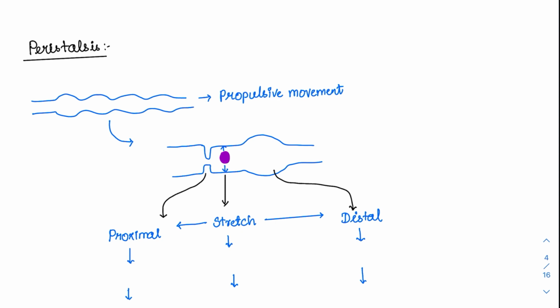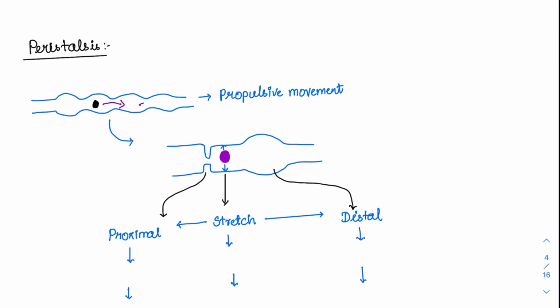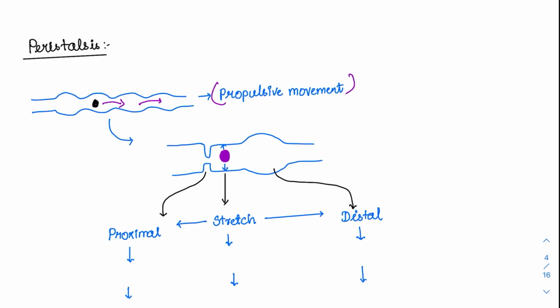Peristalsis is the wave which is produced in the oroanal direction. From the oral cavity, the food is passed to the anal segments with the help of peristalsis. So what does it mean? It is basically moving food from one segment to the next segment. This is called propulsive movement. Propulsive means it is propelling the food from one segment to another. So peristalsis is a kind of propulsive movement.